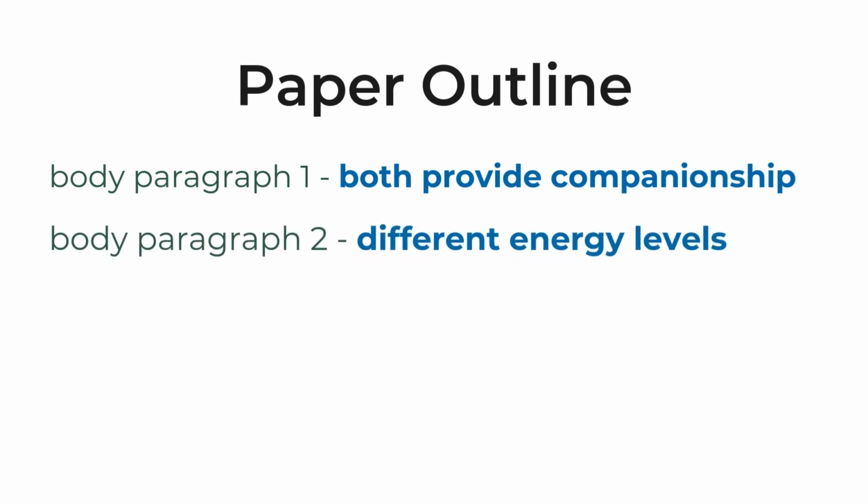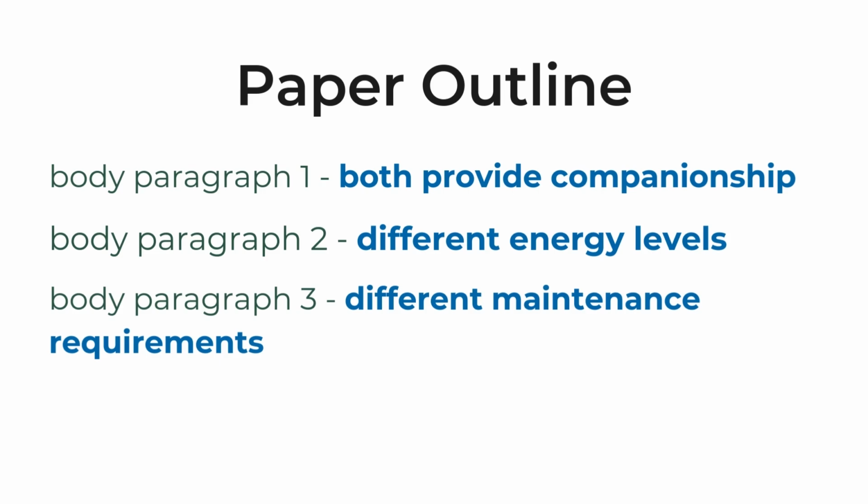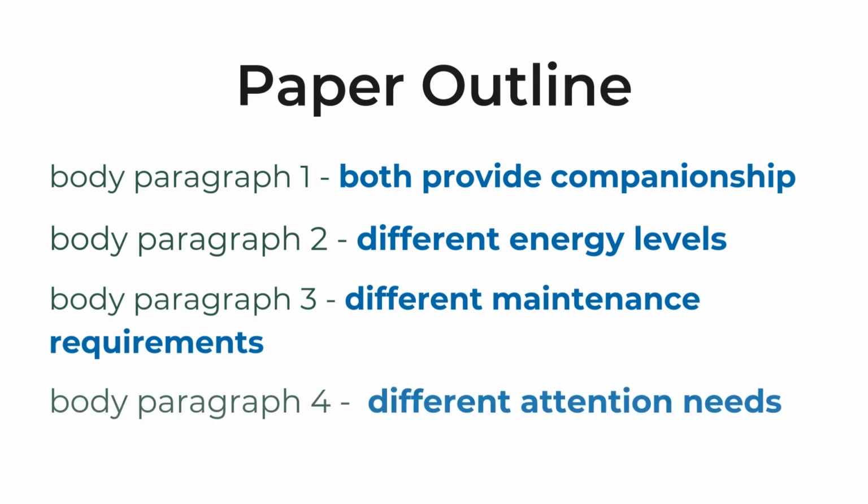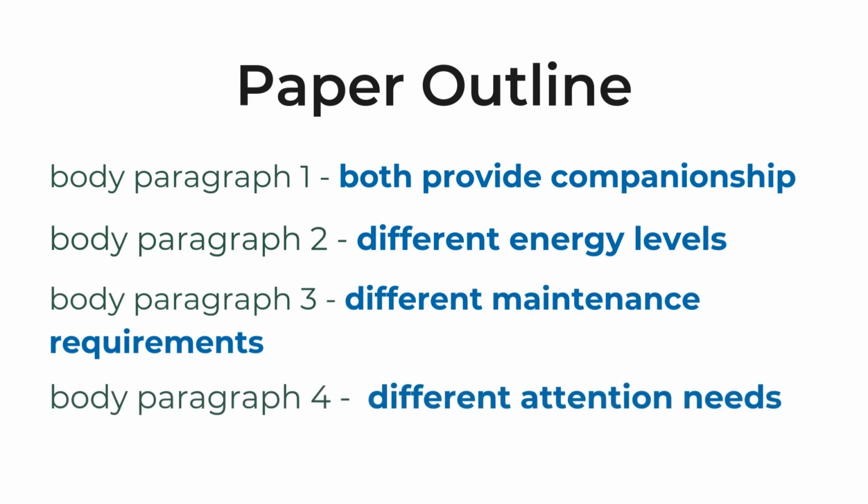while our second body paragraph can address the first difference we mentioned, which was that they have different energy levels. We can then follow that with a body paragraph that discusses the different maintenance requirements for them as pets, and end it with a body paragraph talking about their different needs for attention.